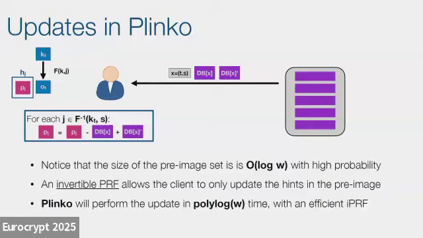But now updates in Plinko are just a single loop. We just run the IPRF inverse, and then we loop over those hint indices and update exactly those hint indices. And of course, each X appears in at most log W hints with extremely high probability, and so this whole thing runs in polylog W time with overwhelming probability.